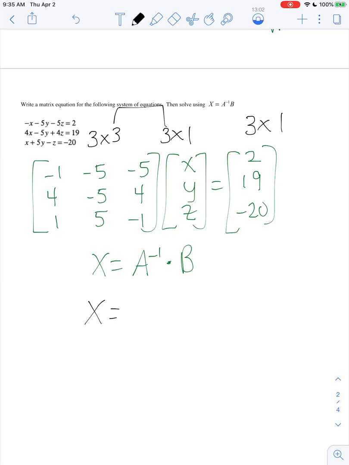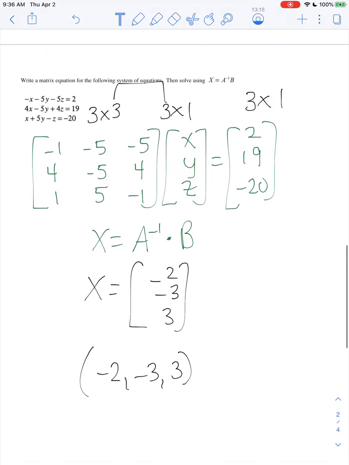So then I got a solution matrix of negative 2, negative 3, 3, which if I want to write it as an ordered triple, looks like that. All right, that finishes the notes.